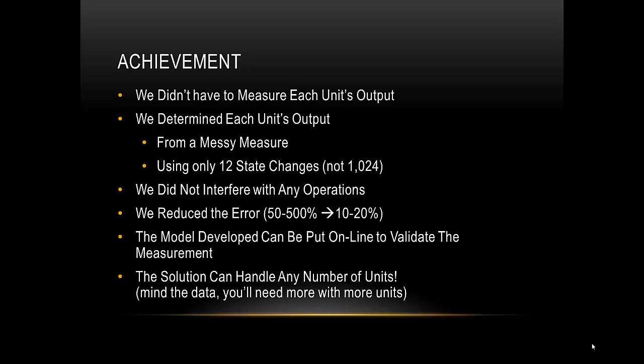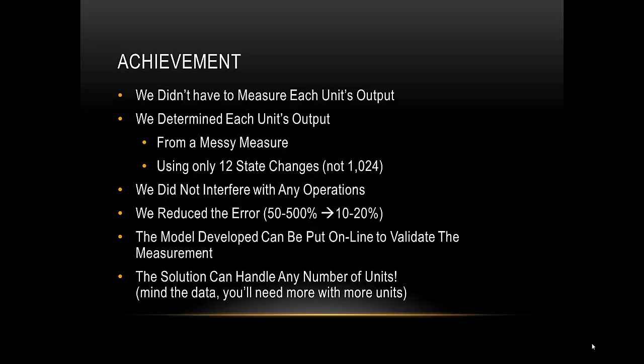So, what did we achieve? We didn't have to measure each unit's output, and if that measurement is quite expensive, instead of having one measurement, let's say at $1 million for that measurement, we didn't have to spend $10 million. We could just use that one measurement. So we didn't have to measure each unit's output. And we determined each unit's output from something that was quite messy and only using 12 state changes, not 1024.